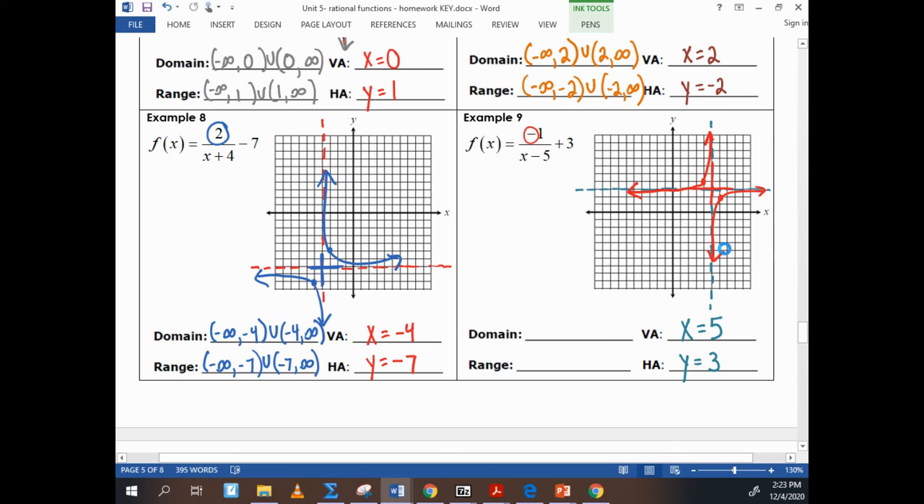And last thing to do is just to identify our domain. Remember, the domain is going to go from -infinity to the asymptote, to this 5. Okay, it skips over 5. It doesn't hit 5, so we put a parenthesis there. But it goes on after that from 5 to infinity. Same thing with the range, except 3 is the value it skips. So it goes from -infinity to 3, and then 3 to infinity. And we're done. We got all the examples.